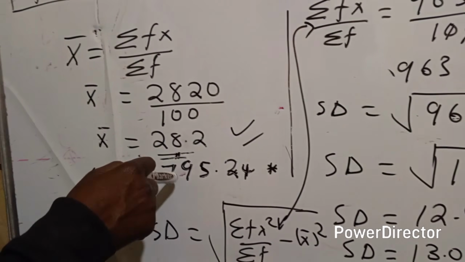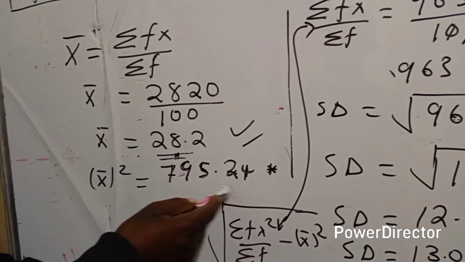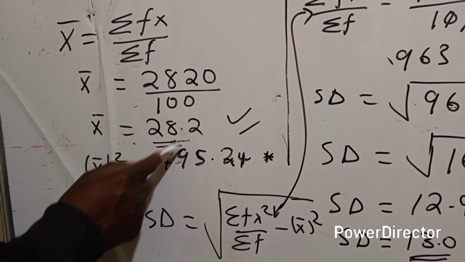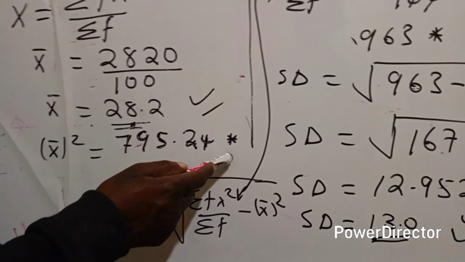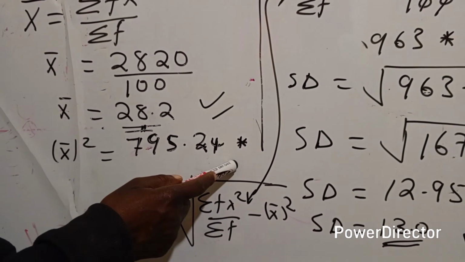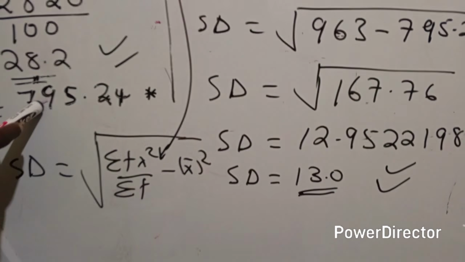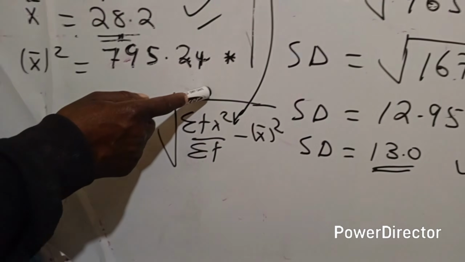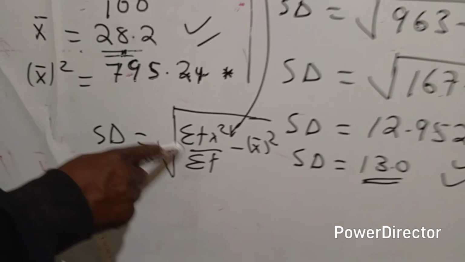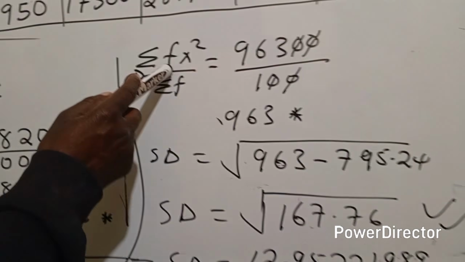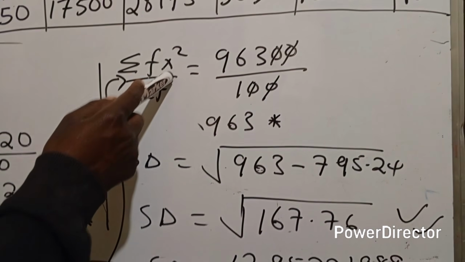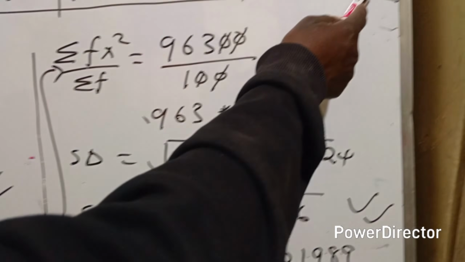After you plug them in, in the end you come up with the mean. This mean is supposed to be squared. This number is very, very important. Why? Because the formula states that the mean is squared. So this number is very, very important. That's why I have to put an asterisk. Equally, I have to find the summation of f of x squared. You just have to take from the table.